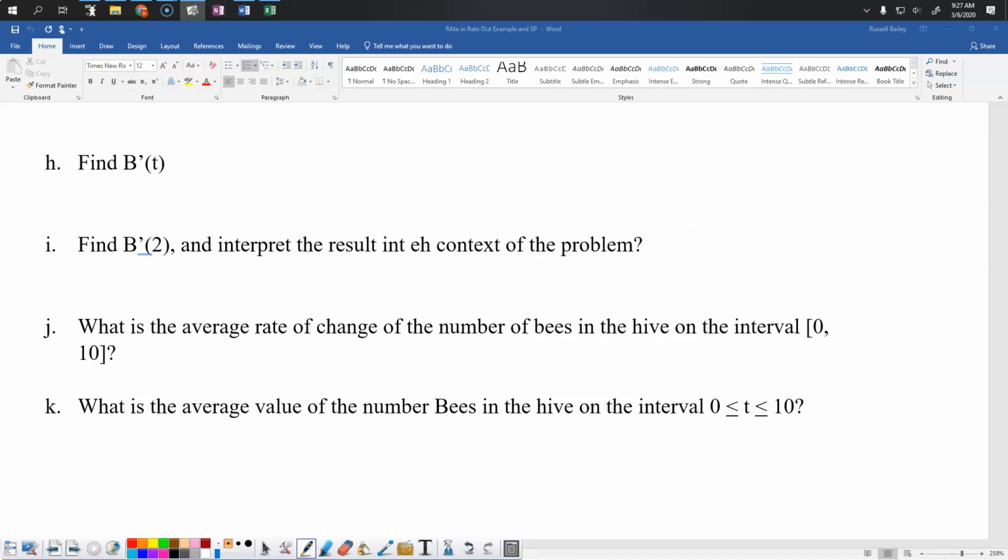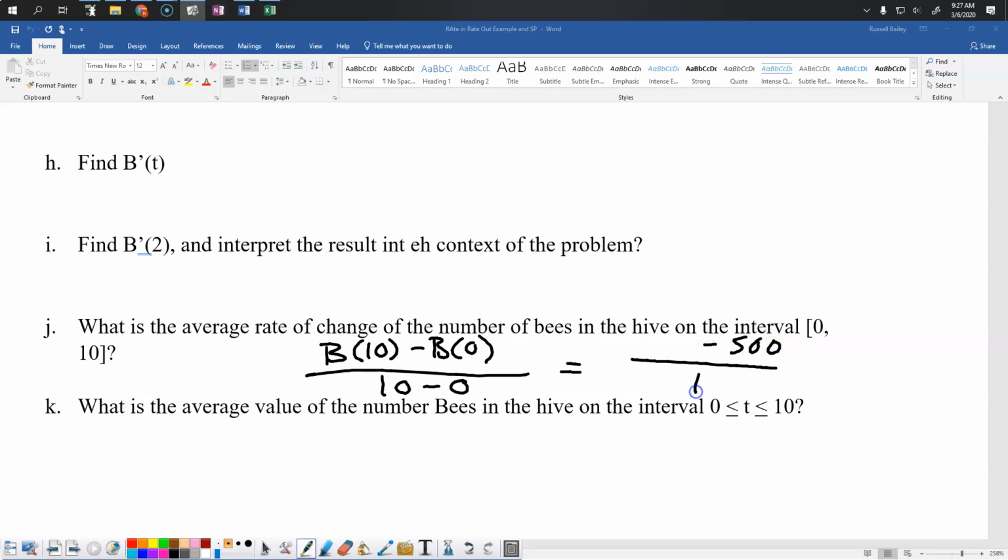Okay, so here's what they want then. They want us to find b of 10 minus b of 0 over 10 minus 0. So how many bees are in the hive at 0? 500. We have to figure out b of 10.